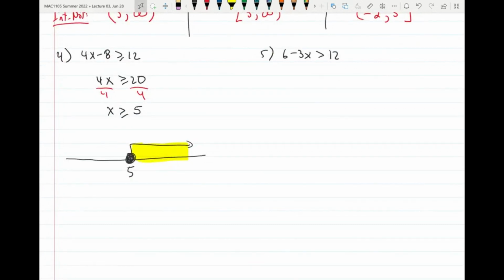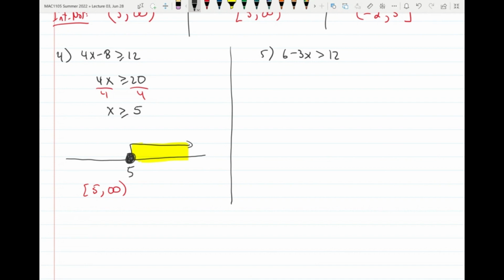So what's the interval notation? So bracket 5, comma infinity. Good. Questions? All right. So that's number 4. Then how about number 5?